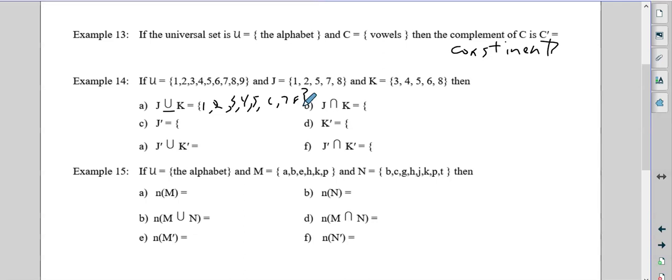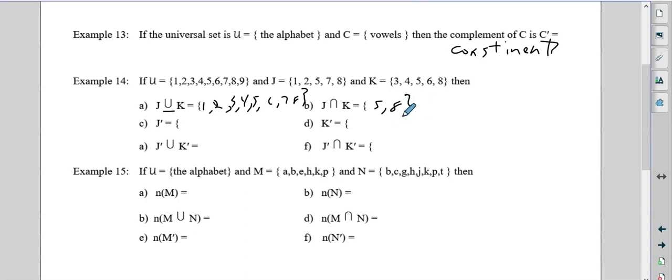The intersection of J and K, what's common to both of them? That would be 5 and 8. Those are the numbers that are in both J and K. Even for me, that's unacceptable. It's still bad. All right.